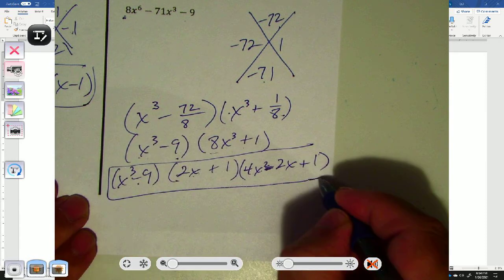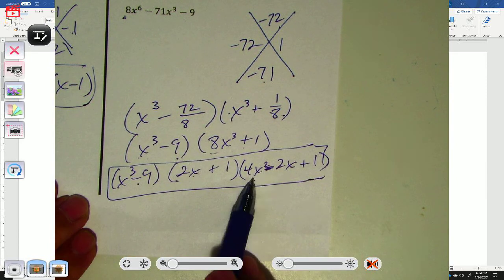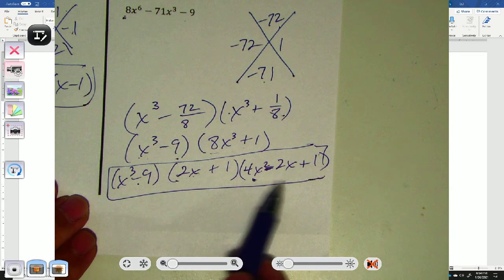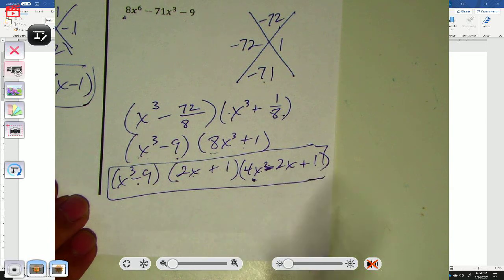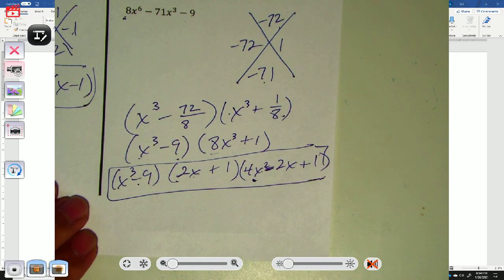Remember that the trinomial here, if the exponent is 2, cannot be factored. So just leave it alone. That's the end of the lesson. Oh, actually, no, let's stop for a minute.